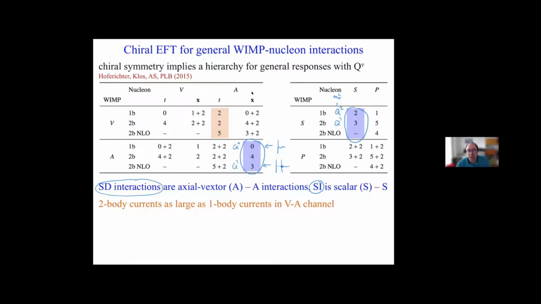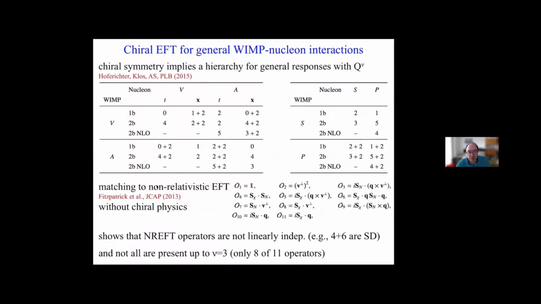In addition, in this paper we did a matching to what is known as a non-relativistic effective field theory. This is basically an effective field theory where you treat the pions as infinitely heavy, so we can also call it pionless effective field theory. The authors, Fitzpatrick et al., coined it non-relativistic effective field theory. So it only has nucleons, no pions, and therefore none of the chiral physics. They wrote down at this level 11 possible operators, where now there are no pions anymore. It's just short-range operators, with spins for the nucleons or momentum suppressed responses.